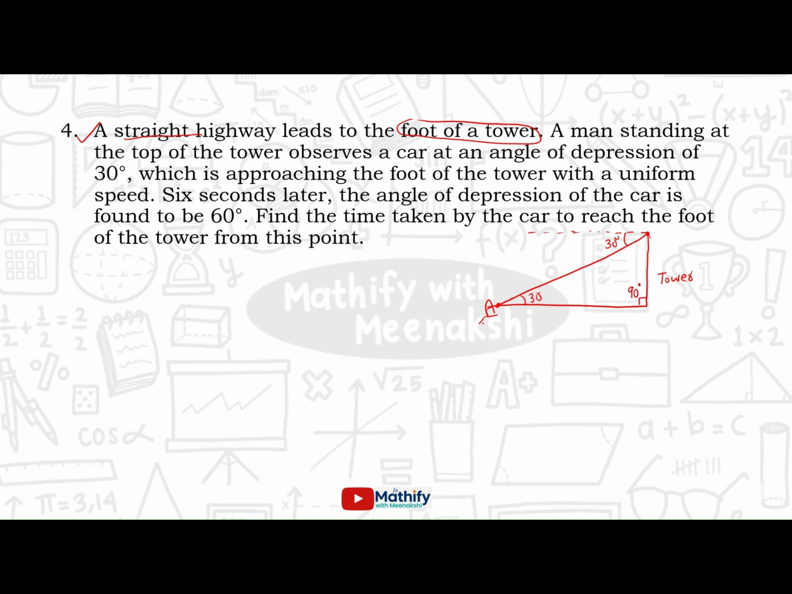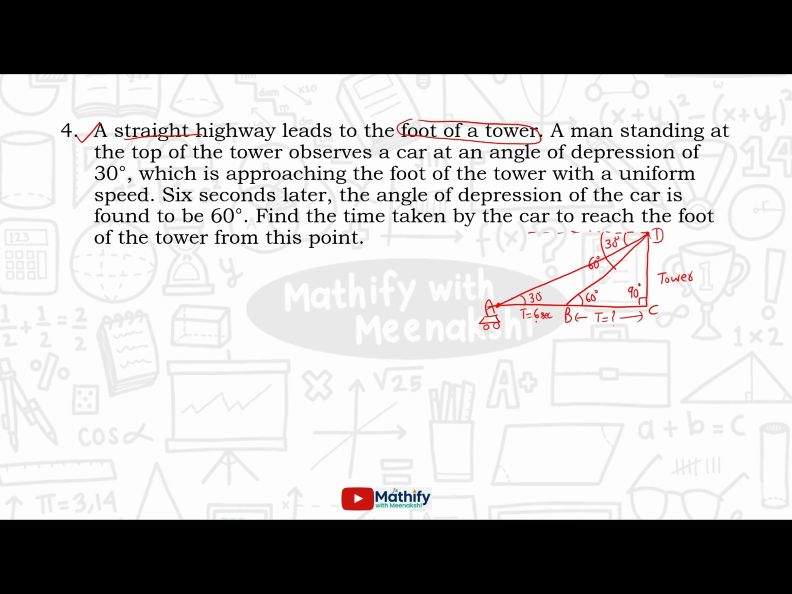So the man observes a car. The car is here, which is approaching the foot of the tower. That means it's coming towards the foot of the tower with a uniform speed. 6 seconds later, the angle of depression of the car is found to be 60 degrees. After 6 seconds, the angle of depression becomes 60 degrees. Again, with the help of alternate angles, we'll write 60 here. Time given here is 6 seconds. Let's complete this B, C, and D. We have to find the time taken by the car to reach the foot of the tower. That means this time we have to find this one.